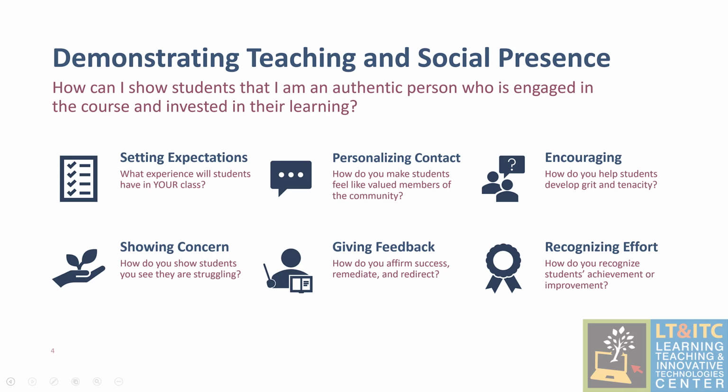So they feel like you gave them individual feedback, even though that feedback is going to the whole group. And then recognizing effort. How do you recognize, beyond just the grade that you're putting in the grade book, students' achievement or potentially improvement, if it's a student who started out low and has made progress throughout the course?